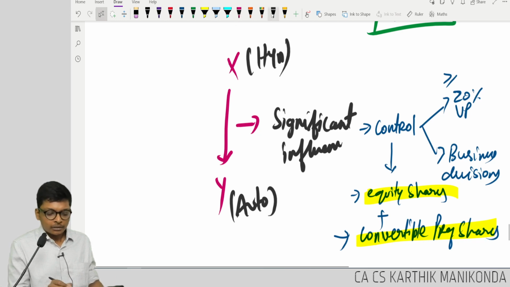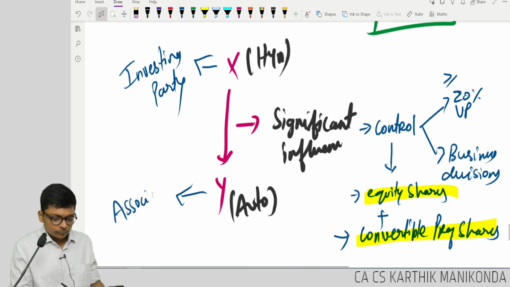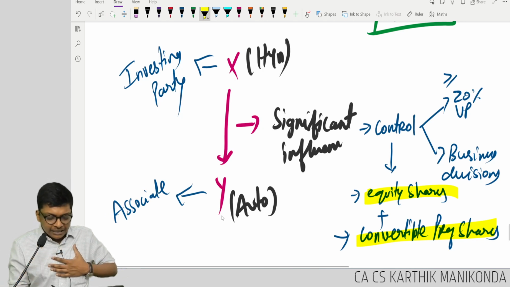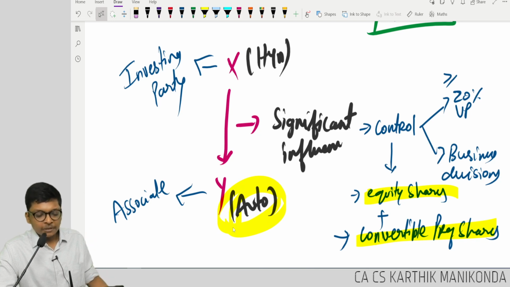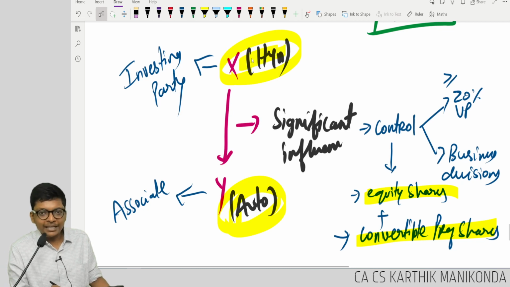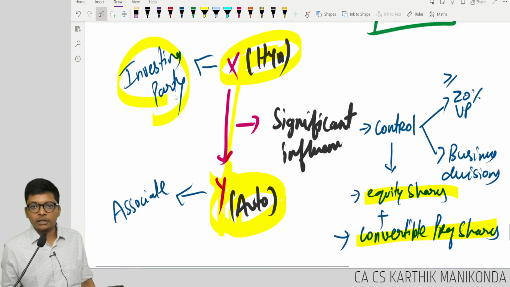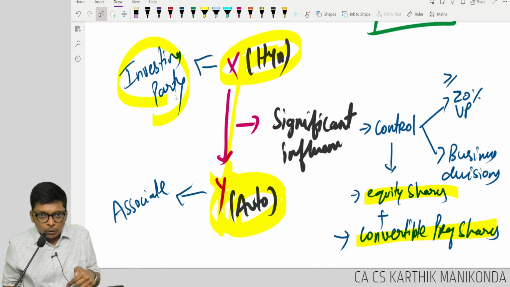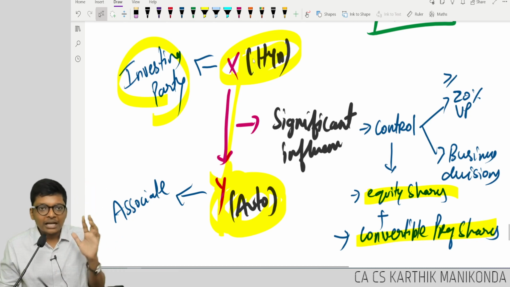For exam, what should I remember? This X is called the investing party. This Y is called an associate. Or in other words, if I am Hyundai, Y is my associate, or Auto is my associate. Are you following, guys? Look at the terms here. For X or Hyundai, Y is an associate. For Y, X is an investing party. Very important terms. See, for subsidiary, the above company is what? Holding. For holding, the below company is what? Subsidiary. So for Auto, the above company is investing party. For the above company Hyundai, this is called associate.